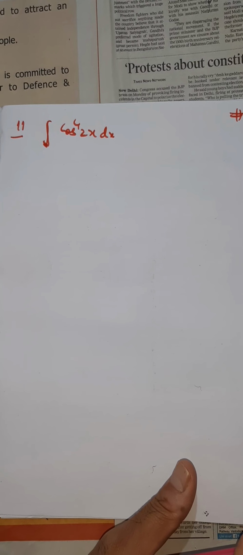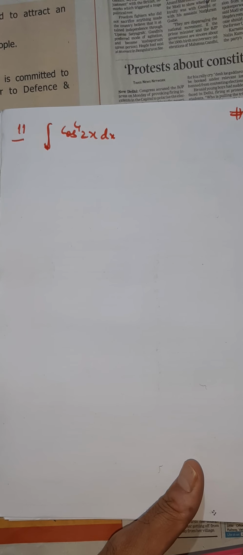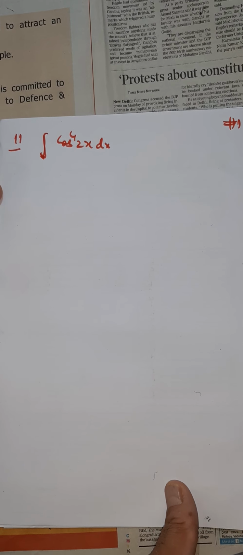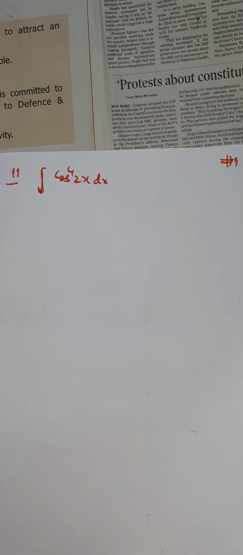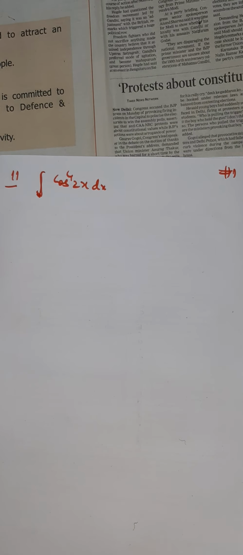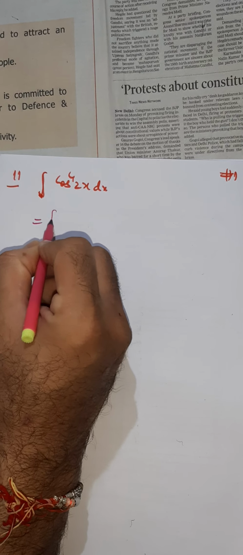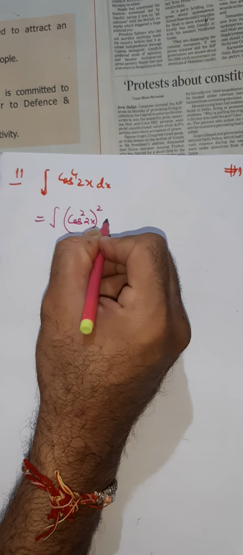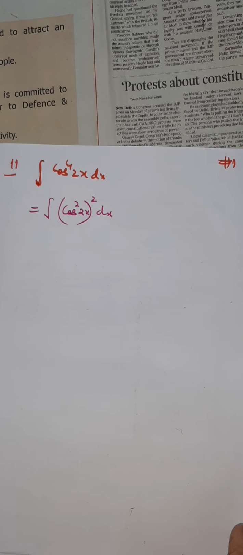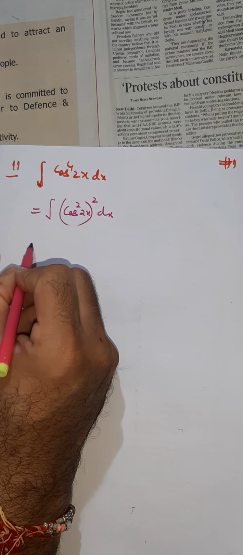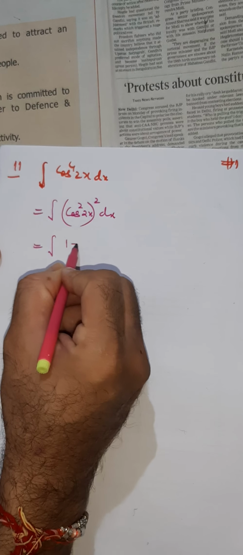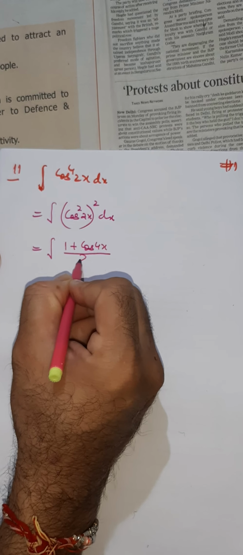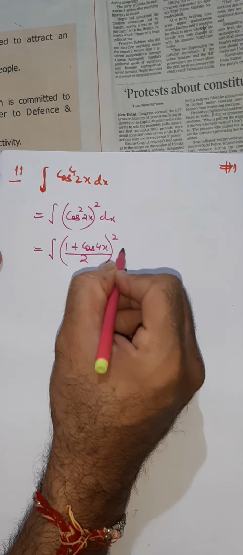Question number 11 with the same exercise 7.3. The 11th is like previous question number 10. We write the square and then whole square. So here, integral of cos square 2x and then whole square. Now you know if your square, always we use double angle formula. So 1 plus cosine double of this, which is 4x, the whole by 2 and then whole square.